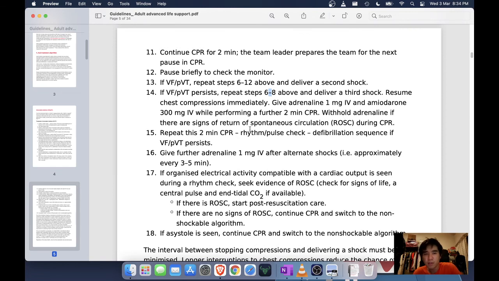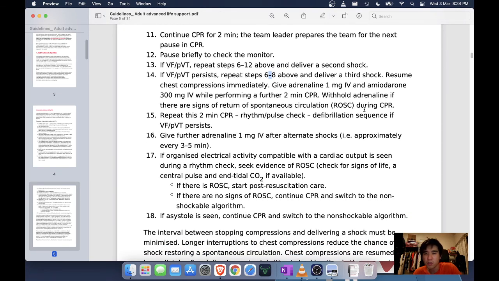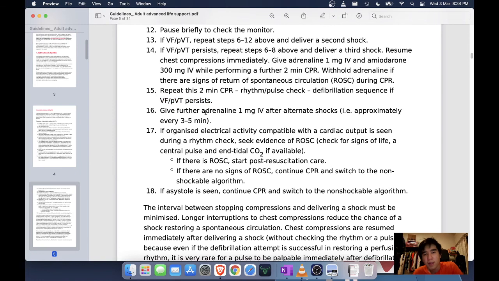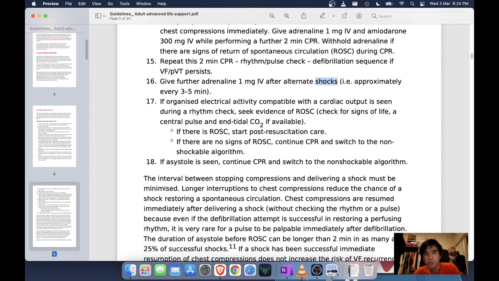Withhold adrenaline if there are signs of return of spontaneous circulation during CPR. Repeat this rhythm check, this 2-minute CPR, then rhythm, pulse check, and defibrillation sequence. If VF or pulseless VT persists, I think it's shock every time. Yeah, if it's shockable, you shock every time. Give further adrenaline 1 mg IV after alternate shocks, approximately every 3 to 5 minutes.